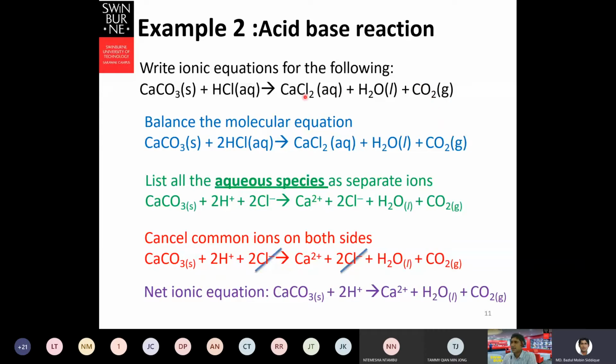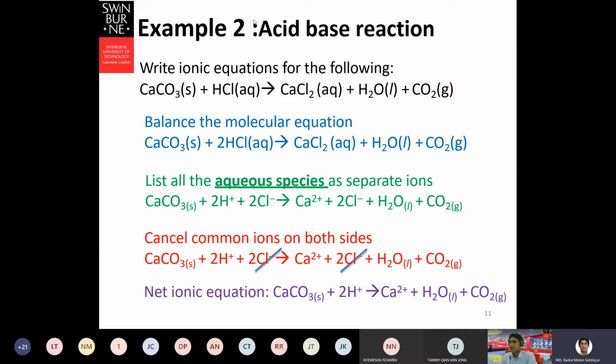Okay, so this is calcium chloride, and AQ means they are in aqueous form. That means they are dissolved in water, so they are in the solution. But H2O is already water, so it is in liquid form. It is not aqueous, it is liquid. Carbon dioxide is gas, the bubbles of carbon dioxide go out from the reaction, so it is in gaseous form.